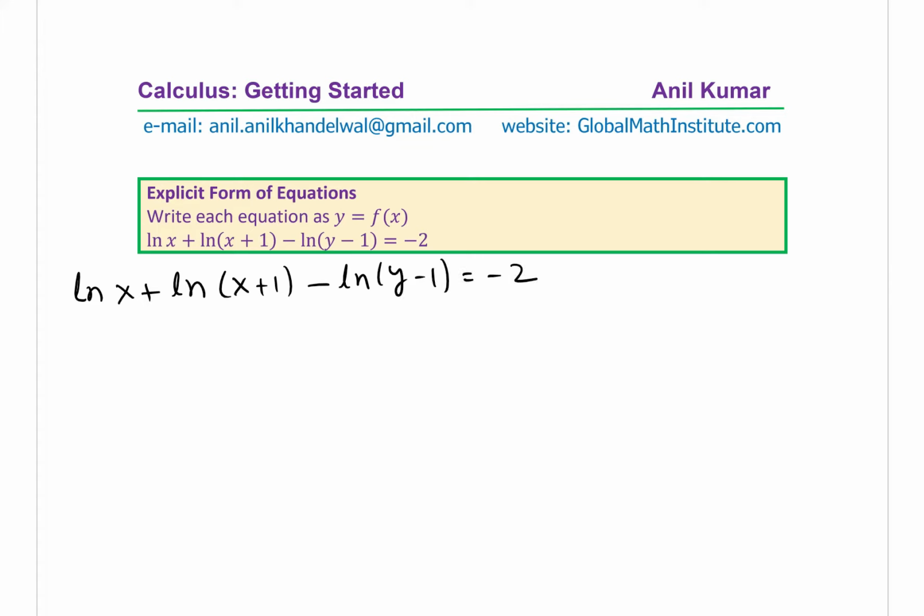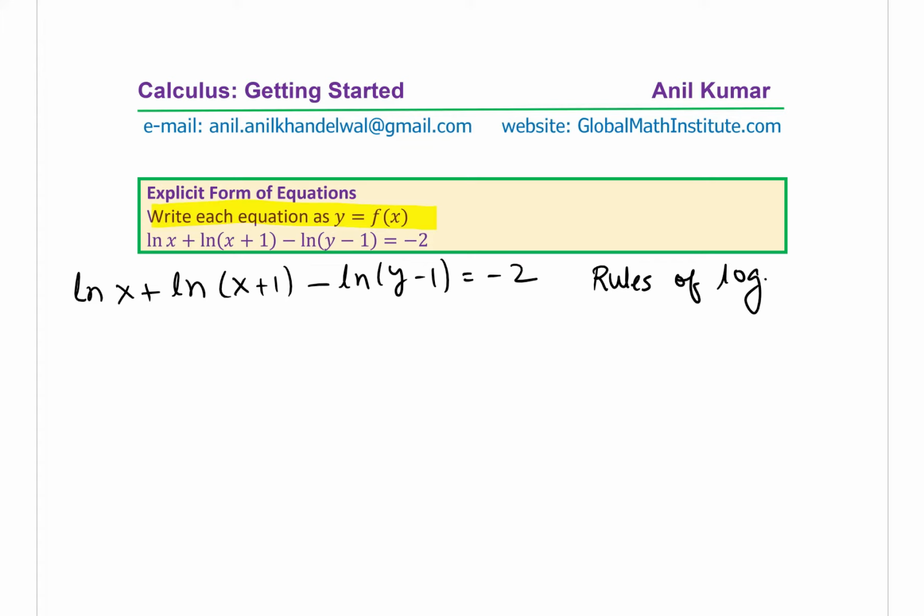So that is a logarithmic equation which we need to write explicitly in terms of y equals f of x, right? That's the idea. I'd like you to pause the video, complete this question, and then look into my suggestions. So there is only one term with y minus 1. However, we can use the laws or rules of logarithms.